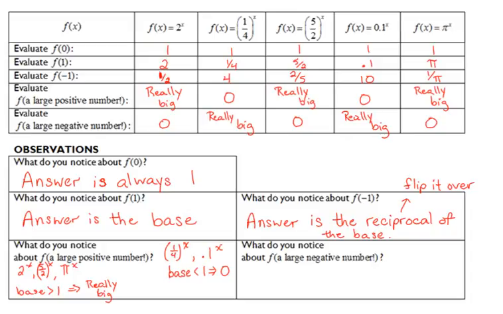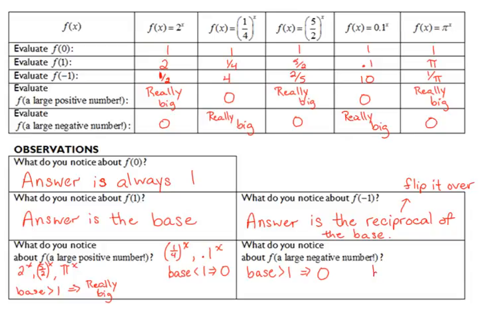The reverse relationship exists when you plug in a large negative number. When your base is greater than 1, you raise that to a really large, large negative number, we're going to get 0. Because you're raising a number to a negative power, which puts it in the denominator. So that number in the denominator is getting bigger and bigger and bigger. Dividing by a really big number gets you very, very small.